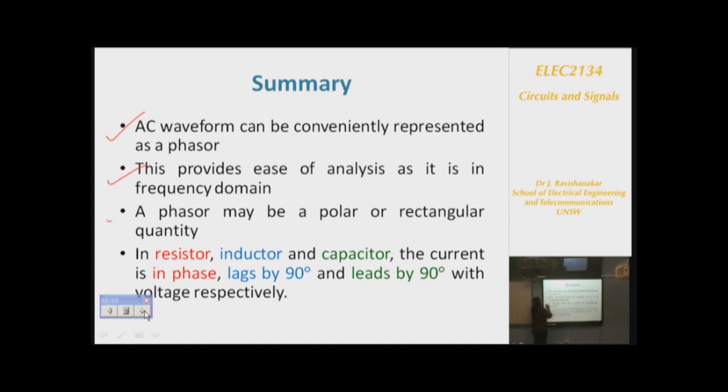Phasor can be represented as a polar or rectangular quantity depending upon what you need to do. If you want to add or subtract, we retain it as a rectangular quantity. If you want to multiply and divide, we can have it as a polar quantity. Now, for a resistor, the current is in phase with the voltage. For an inductor, the current lags the voltage by 90 degrees. And for a capacitor, the current leads the voltage by 90 degrees.